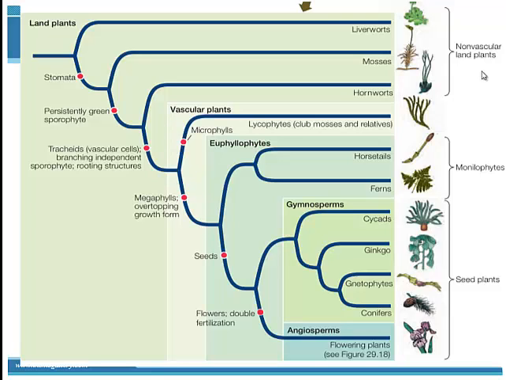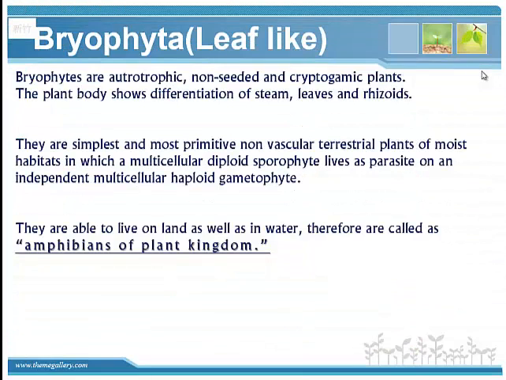Double fertilization is one of the unique modes of sexual reproduction seen in angiosperms. It cannot be seen in other organisms, that way they're very unique. Now we look at Bryophyta.